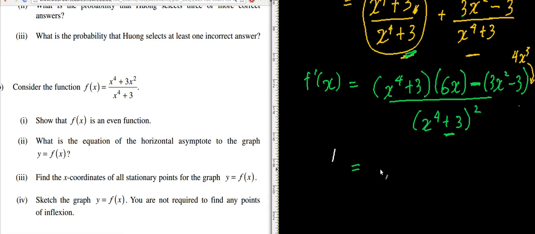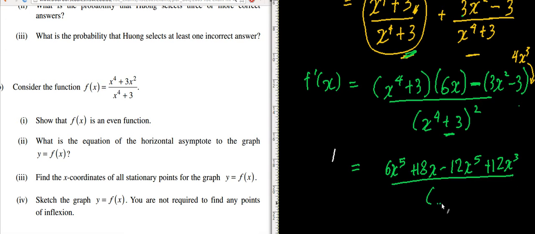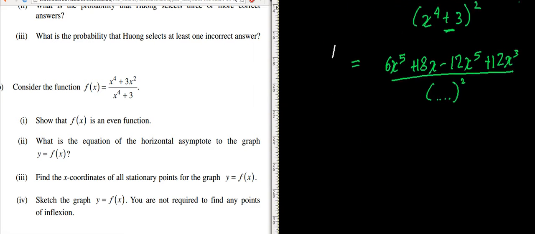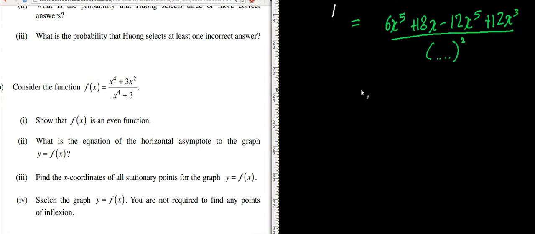All right. So now I'm going to expand my brackets, and when I expand my brackets, I will end up getting 6x to the 5 plus 18x minus 12x to the 5 plus 12x cubed, all on whatever the bottom thing is, squared. Now in an exam, if you're really running out of time, you can do the dot dot dot. I really don't think they will mind, but it's safe not to. So anyway, I'll let you decide what you want to do.